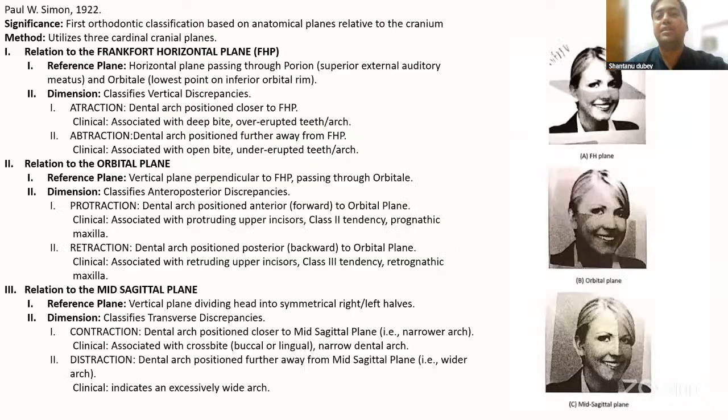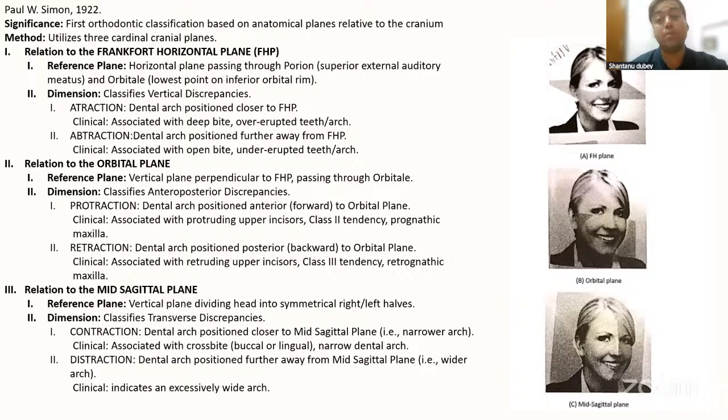So we understand that Simon, what he did was that he utilized the anatomical planes relative to the cranium to understand the malocclusion. The three planes that he utilized were the Frankfurt horizontal plane, the orbital plane, and the mid-sagittal plane.